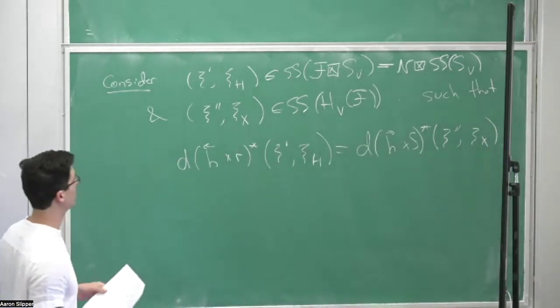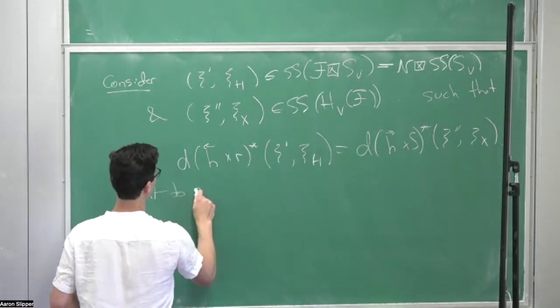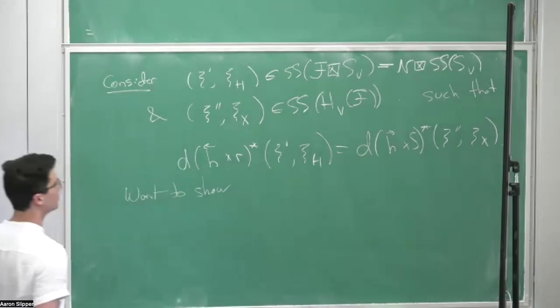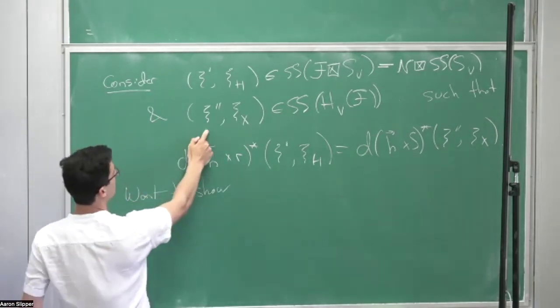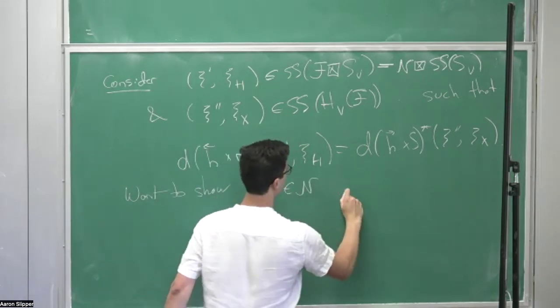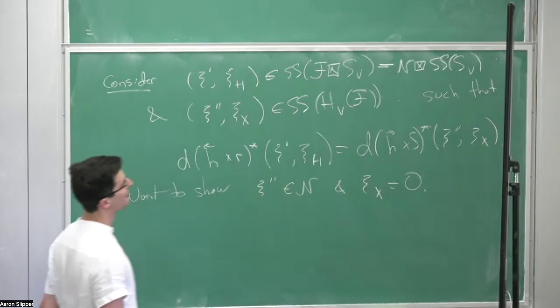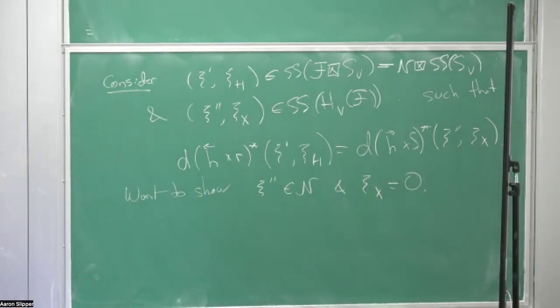Okay. So we want to show, one, that C prime prime lives in N. And two, that Cx is in fact 0. So I want to show this is constant along the X direction. Great. Now everything is sort of this fun computation.